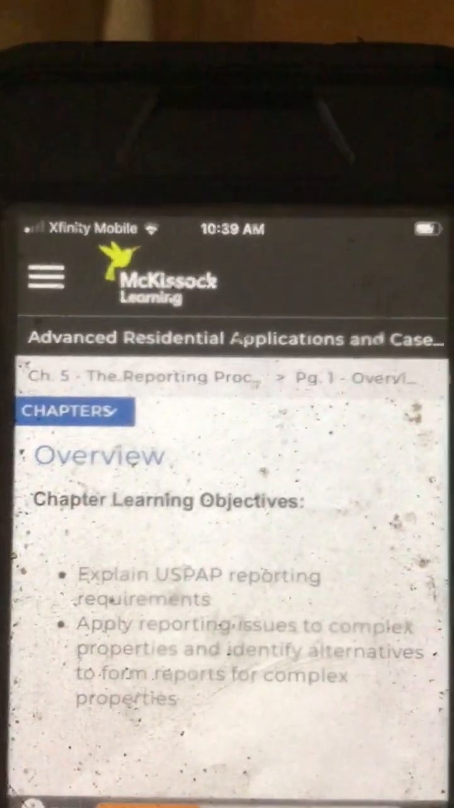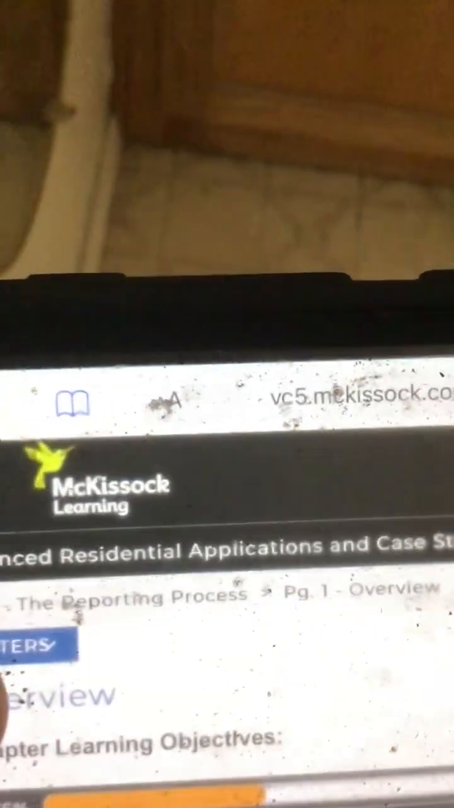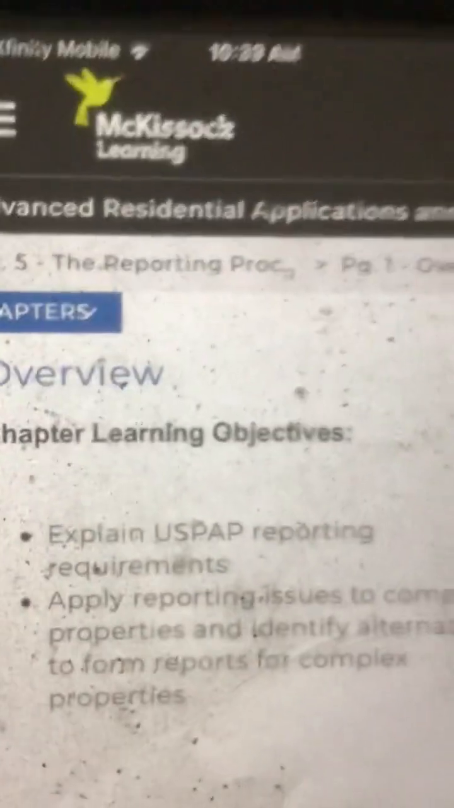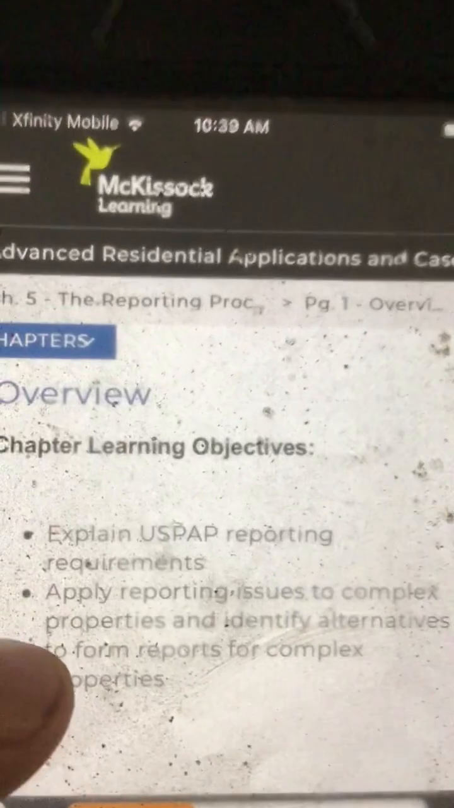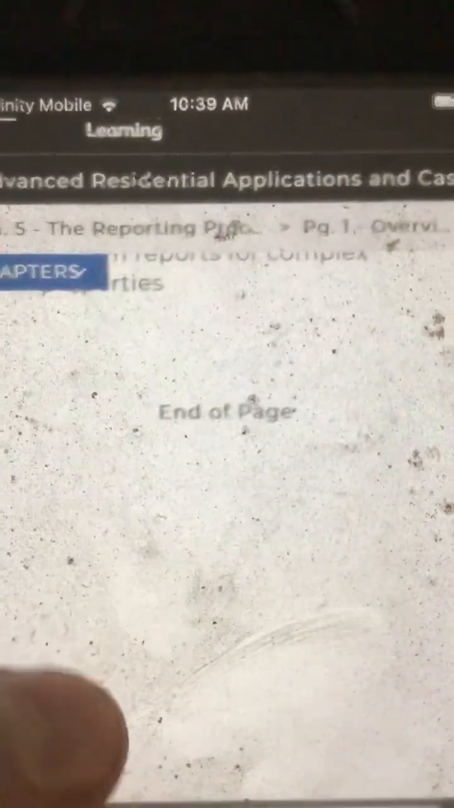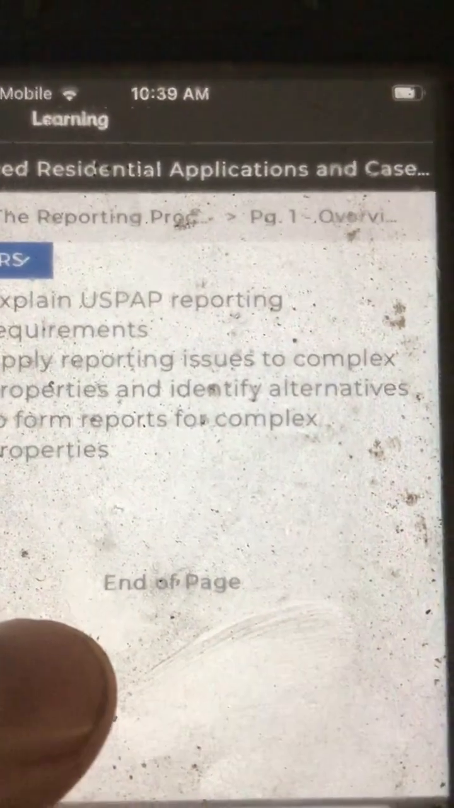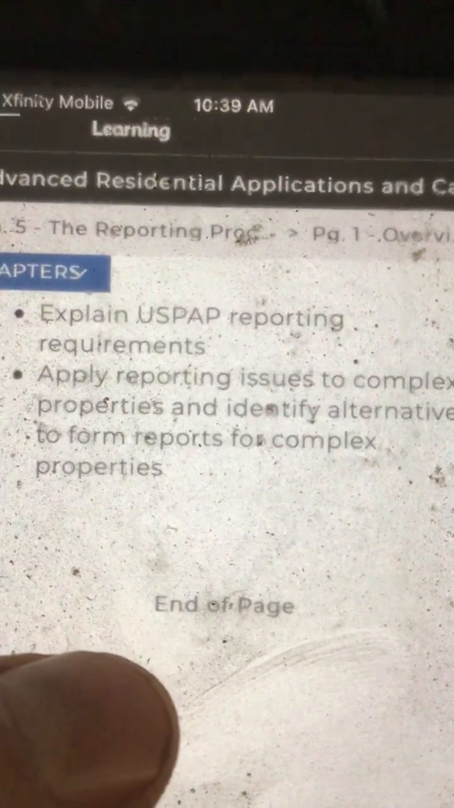Chapter 5, page 1. This is the overview. Chapter 5 is called the reporting process. Overview. Chapter learning objectives. Explain USPAP reporting requirements. Apply reporting issues to complex properties and identify alternatives to form reports for complex properties. End of page.